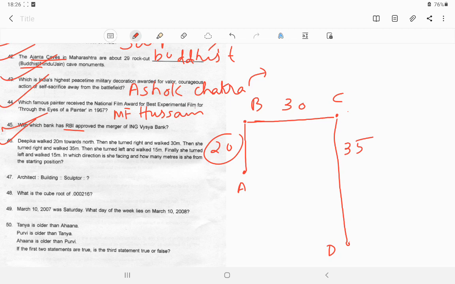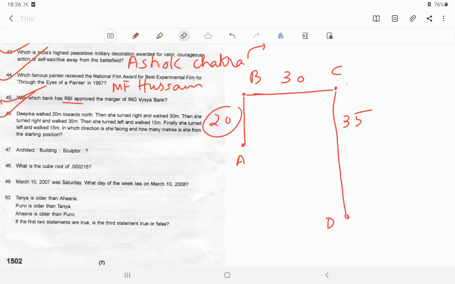Next, she turned left and walked 15 kilometers. Left and right are according to the position she is facing, not according to the screen. So walking another 15 kilometers gives position E. And finally she turned left and walked 15 kilometers.